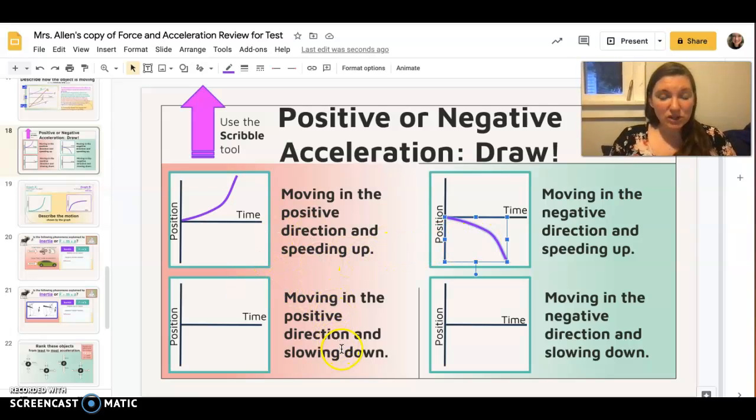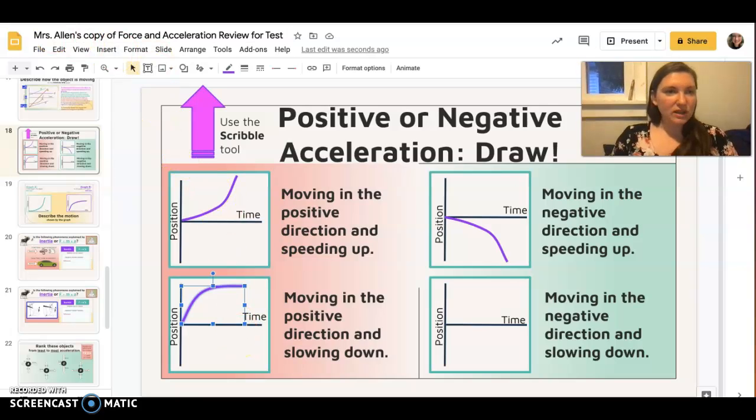Moving in the positive direction and slowing down is going to look like this. So moving in the positive direction and slowing down is going to look like that. Yep, so that one's going to be that one. I was going to say, if this was a velocity time graph, we could also draw it coming back down towards 0. But since this is a position time graph, it's going to be in that direction.